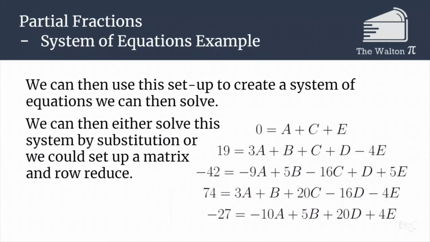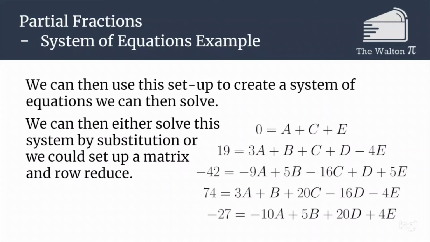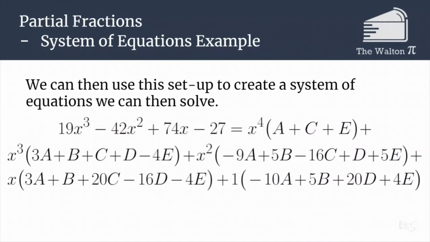So we are going to look at the powers of x. This first line is our x to the 4ths. In this 19x cubed minus 42x squared plus 74x minus 27, there aren't any x to the 4ths, so that's why we get a 0. And on the other side we had a plus c plus e, because we had an a plus c plus e in our x to the 4th.